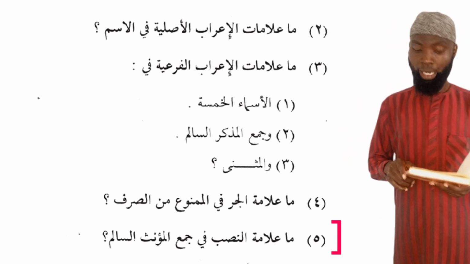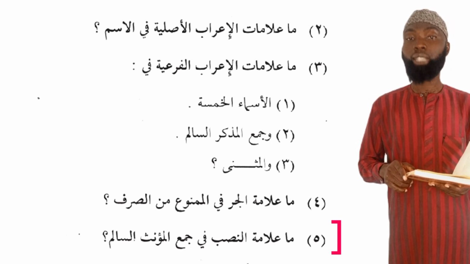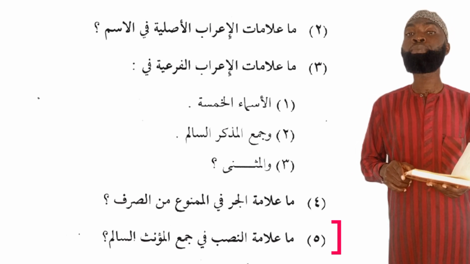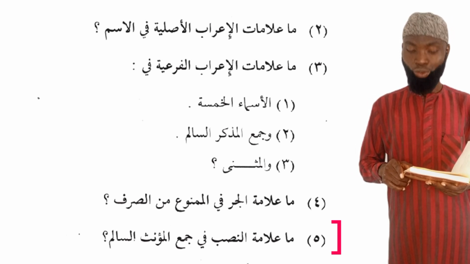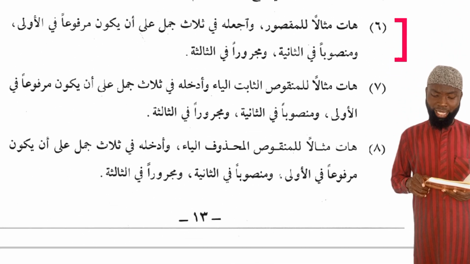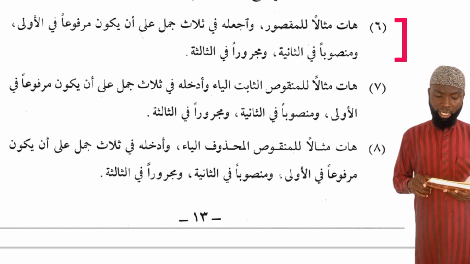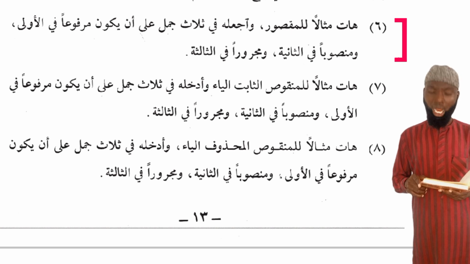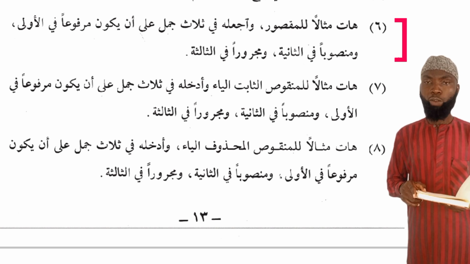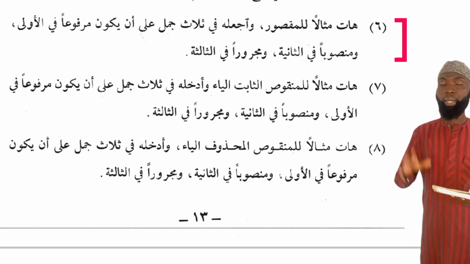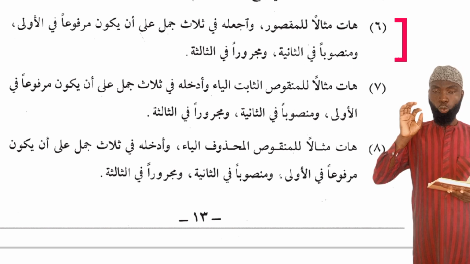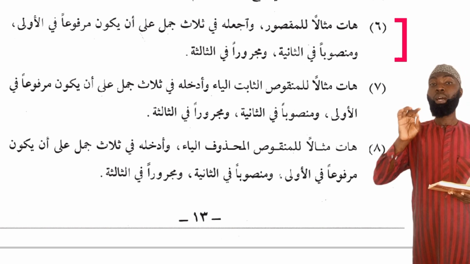You say alamatun nasb fi jam' salim fi jam' al-muannath as-salim al-kisra. MashaAllah. Number 6, we have hati mithalan lil maksur waj'alhu fi 3 jumal ala an yakuna marfu'an fi al-ula wa mansuban fi al-thaniya wa majruran fi al-thalitha. Bring 3 words, 3 examples for maksur word.